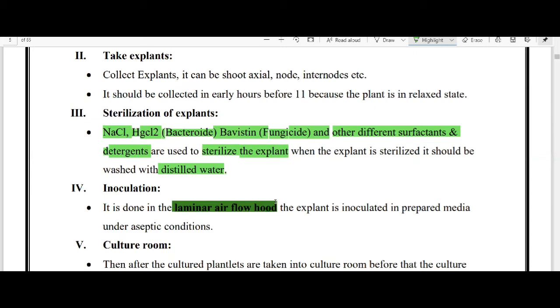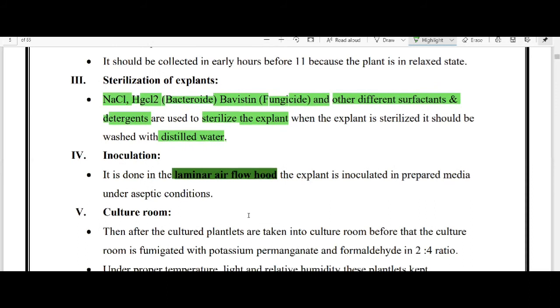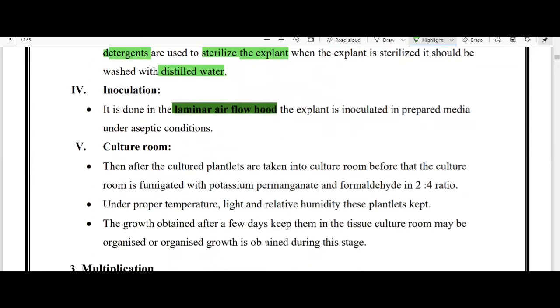Secondly, I want to mention that the laminar airflow hood also contains a UV light, which is turned on for about 50 minutes before inoculation, so that all the things in that area are sterilized. And remember, while the UV light is on, no human or explant should be put there because UV light is carcinogenic. The explant is inoculated in the prepared media under aseptic conditions in the laminar airflow, as mentioned.